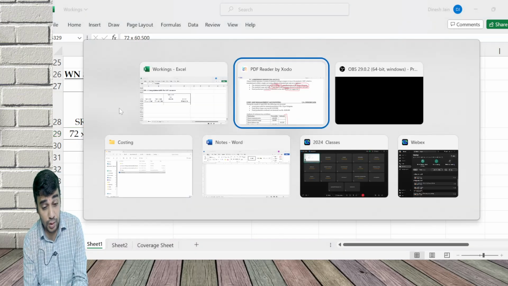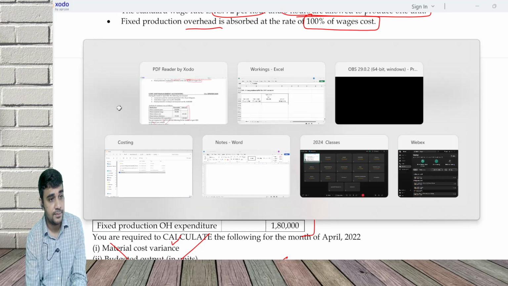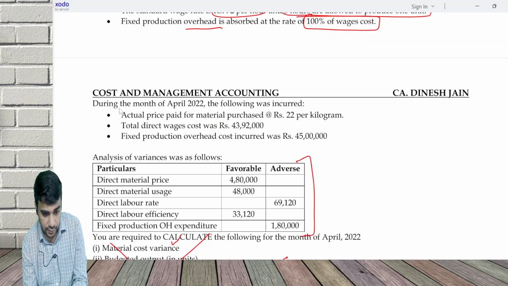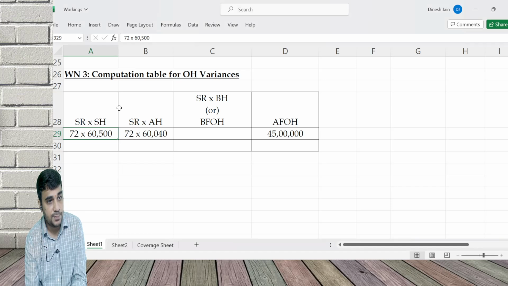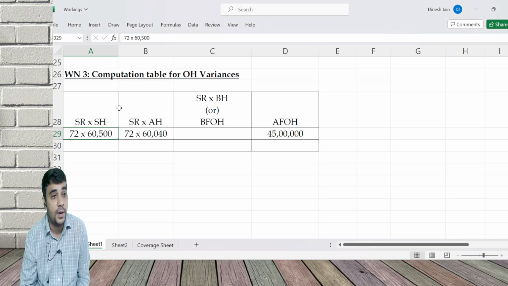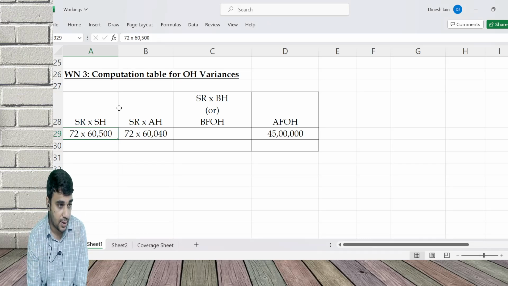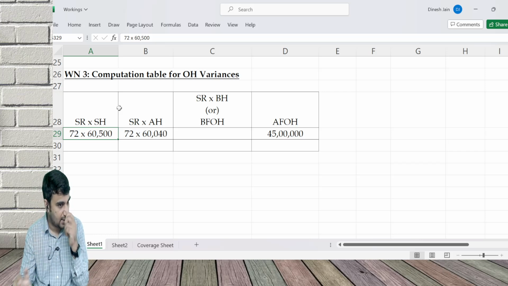Okay, what are the variances there in the question? Fixed overhead variance. Which one? Expenditure variance is there. Fixed production overhead expenditure. Tell me what is the formula for fixed overhead expenditure variance? If you don't remember, please check your notes. I cannot help it now. SR into BH minus AFOH. So we will get the third column there.